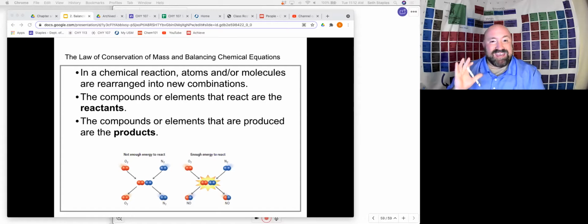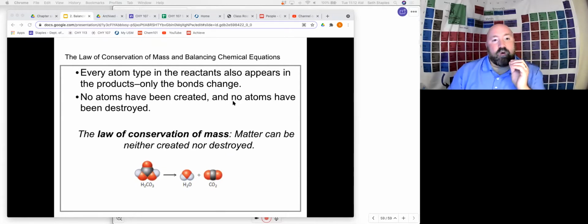Whatever we had in the beginning, the compounds or elements that do the reacting are called reactants. And the compounds or elements that are produced are called our products. So just a little bit of terminology that we're going to use throughout this discussion.